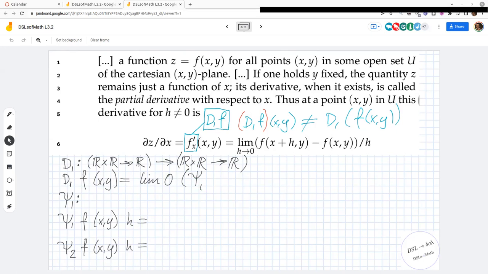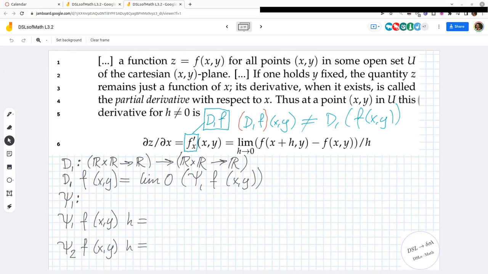Psi1 will need to take f as an argument, and it will need to take the pair x and y as arguments. Notice again, psi1 takes f and the pair xy as separate arguments. So basically it has three inputs, the f, the x, and the y. It does not take the result of applying f to x and y, because if it would, then it wouldn't be able to compute the derivative, as we'll see. Anyway, so this is the definition of D1.